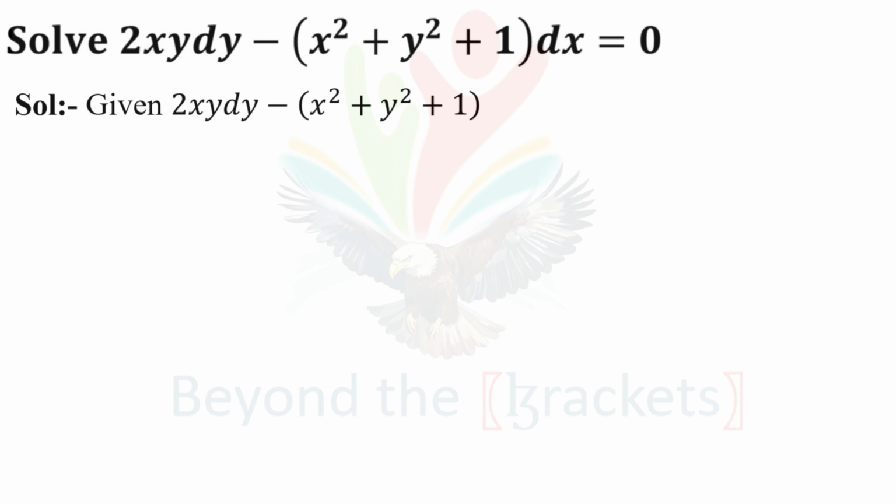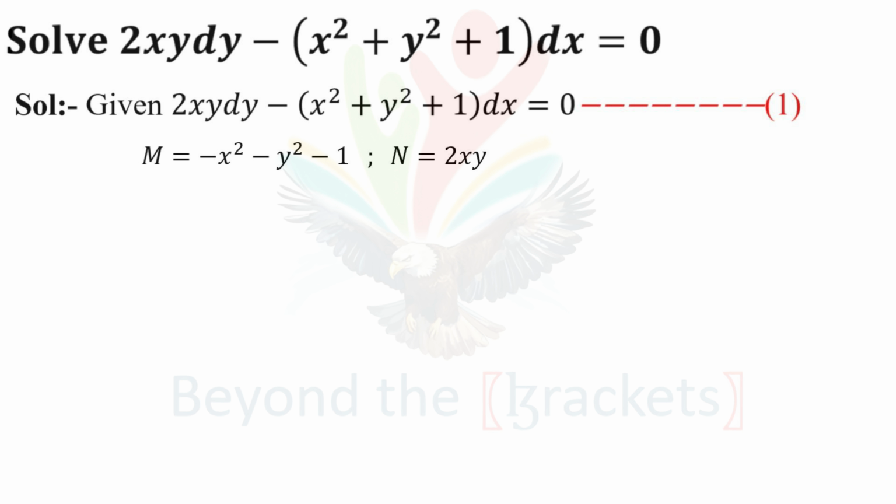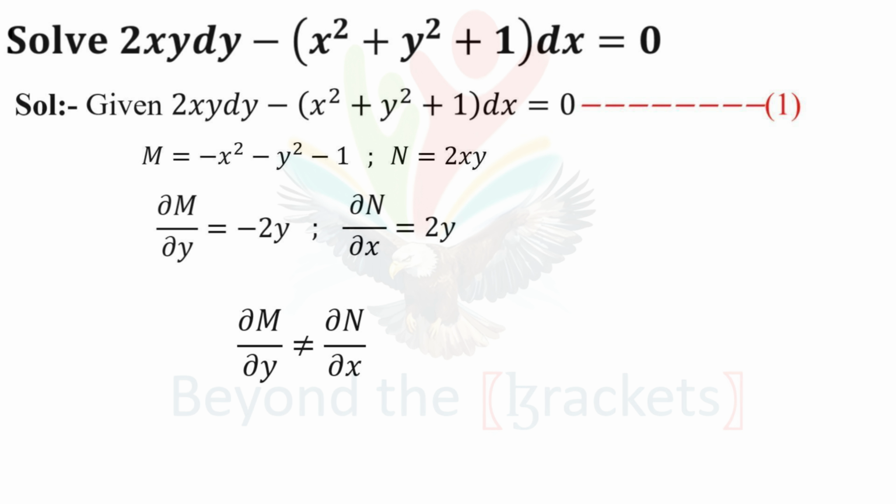After calling it equation 1, we observe that it is of the form M dx plus N dy equals 0, where the coefficient of dx is taken as M and the coefficient of dy is taken as N. To verify the exactness, differentiate M partially with respect to y. The differentiation of minus y square will be minus 2y. Differentiating N partially with respect to x, the differentiation of 2xy will be 2y. Since both the values are unequal, the given equation is non-exact.